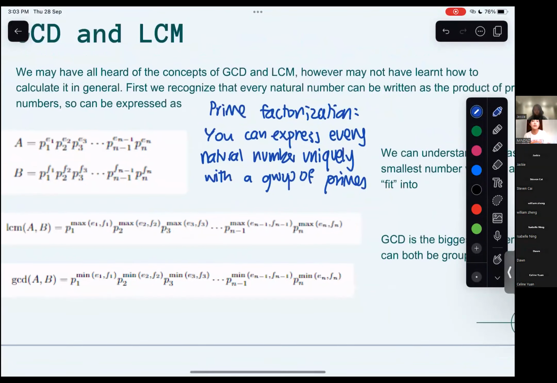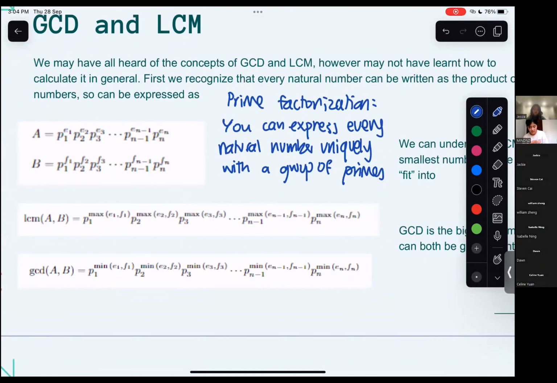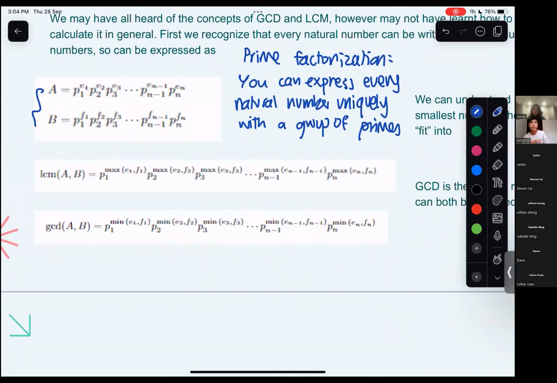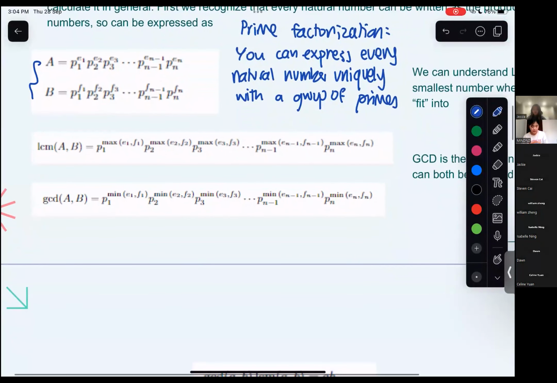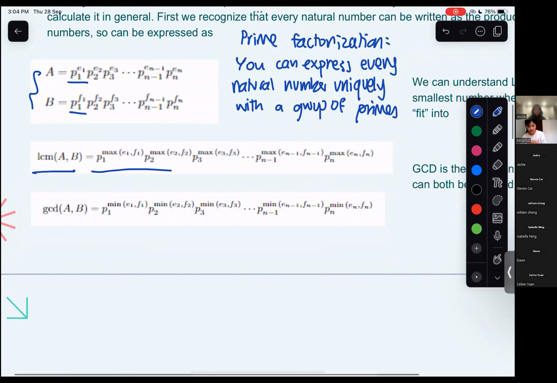What is important to note is that every number has a unique prime factorization, right? And that comes intuitively, since different numbers have different prime factorizations. So let's say we have two numbers a and b, and we write them out in prime factorization form. Then the LCM, if we think about it algebraically, is basically: for p1, we take the maximum of e1 and f1, and we take that as the power of p1. Then we do the same for all the primes within a and b, and as a result we can express it algebraically like this.